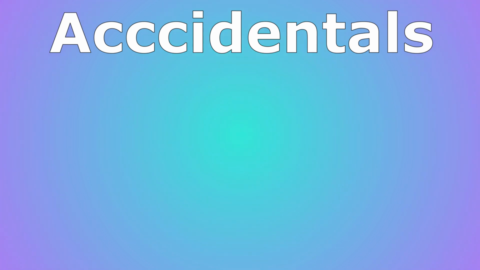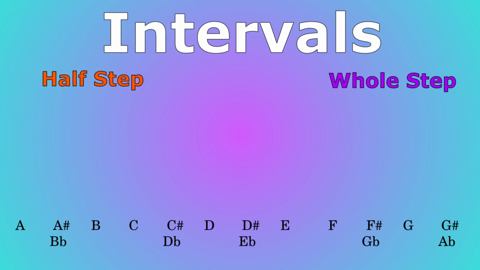The final concept for this video is to have a basic understanding of how intervals work. The first two intervals to become adept at identifying would be the half step and the whole step. On the screen now is a list of all the different notes possible, including flats and sharps. Notes that are enharmonic are stacked on top of each other.